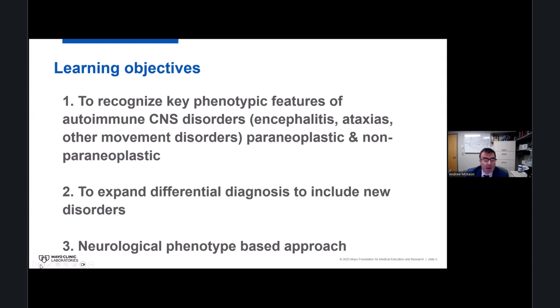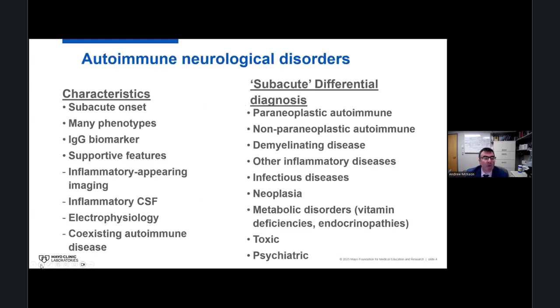And then in that frame of mind, thinking about a phenotype-based approach and how that might guide testing. So taking the disorder that the patient presents with, whether that's encephalitis or a movement disorder, and then selecting the appropriate evaluation. So the key clinical features are listed here.